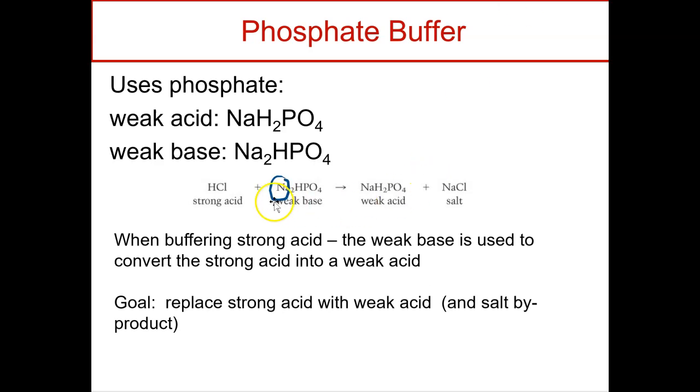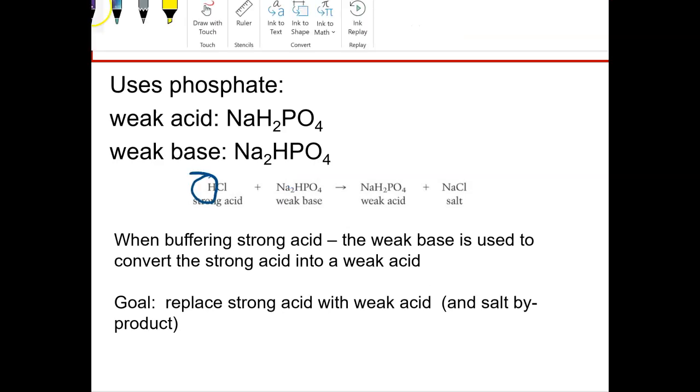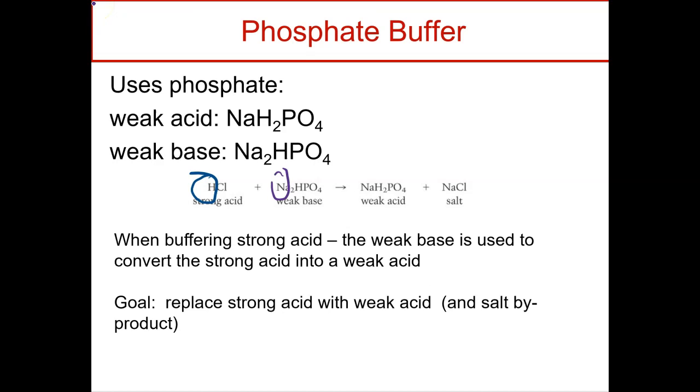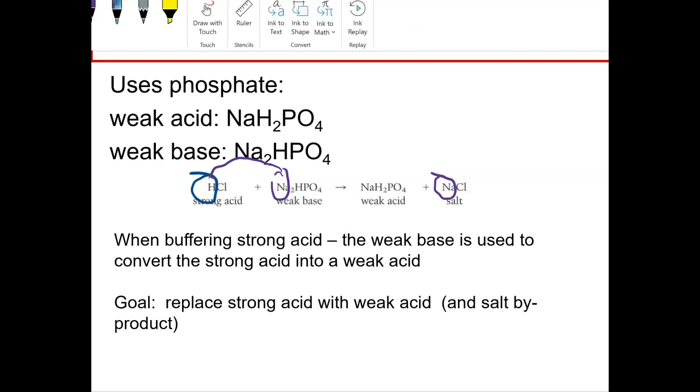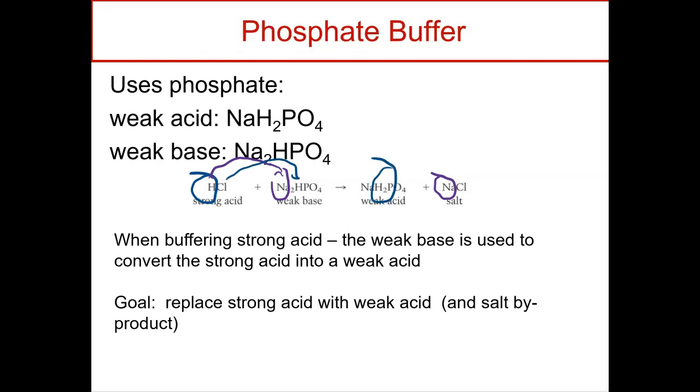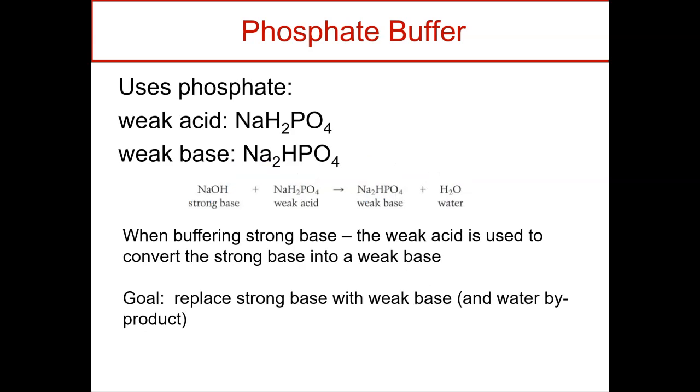My sodium, actually I think I used blue for hydrogen, so my hydrogen and my sodium are going to swap places. So my sodium comes over to the salt and my water comes right over here. Excuse me, my hydrogen. So the hydrogen comes over. So sodium and hydrogen swap places, same equation. Same thing will happen for the base. Now I have a strong base and a weak acid. The goal: strong base bad, weak base good. So I have the strong base on the left. I better have the weak base on the right of the arrow.